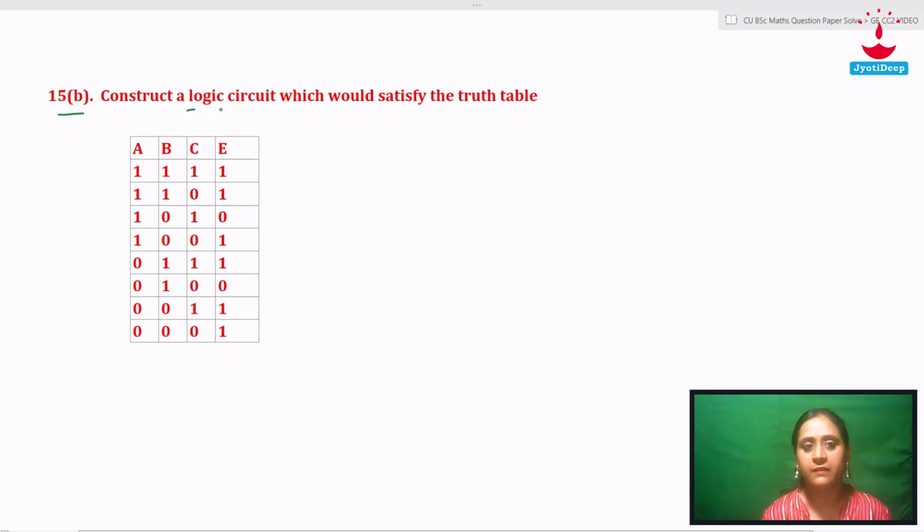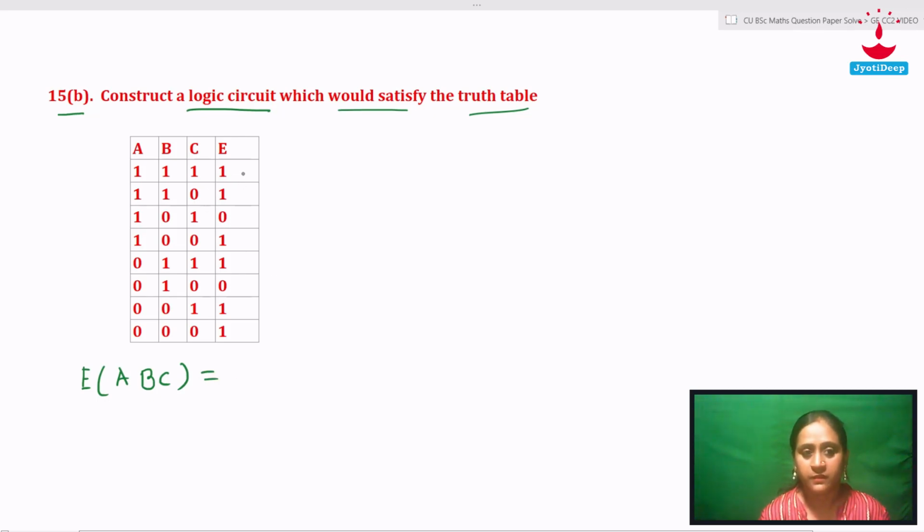Construct a logic circuit which should satisfy this truth table. A, B, C, E are given above. We can write the function E(A, B, C) is equal to.